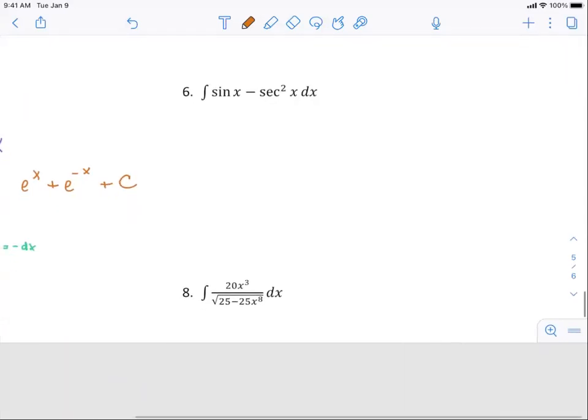Number 6, first question is always, does this match a basic integration rule? Well, by itself, both of those terms, sine x minus sine squared x or secant squared x, no. But if I split it up, each of these on their own is a basic integration rule. The antiderivative of sine of x is negative cosine of x. And the antiderivative of secant squared is tangent of x. The derivative of tangent is secant of x. So that's it for that one. It's a basic integration rule.